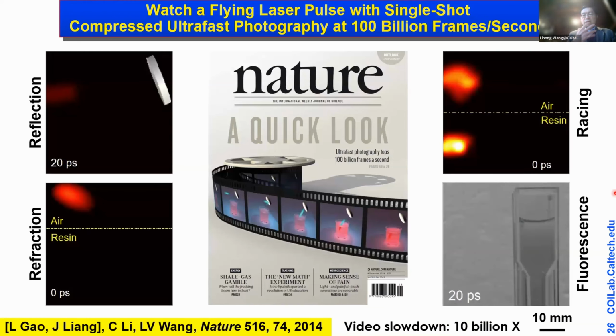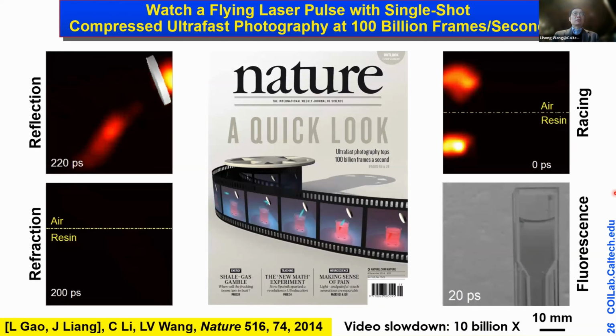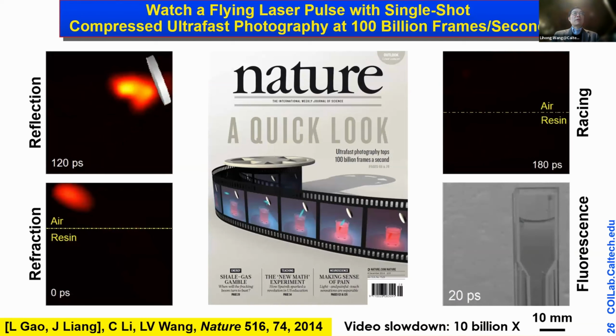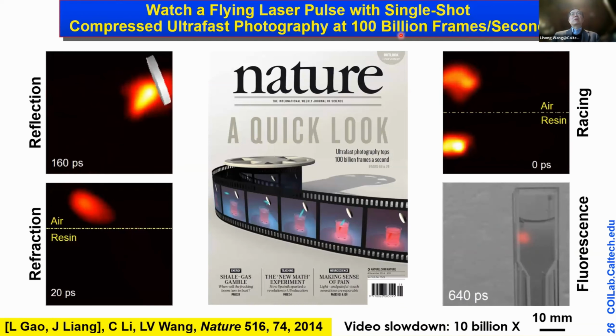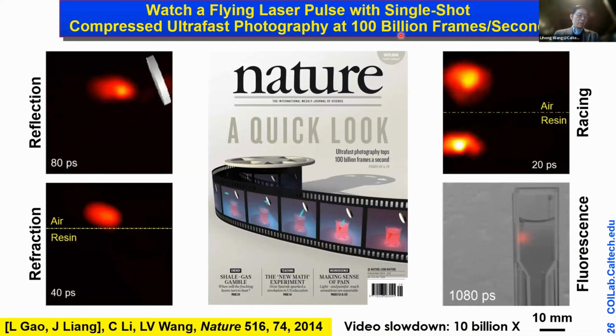Now, so far, everything is sonic speed imaging. Can we provide light speed imaging? It turned out we could. So we built compressed ultra-fast photography at 100 billion frames per second. And so we've actually increased the speed by 3 orders of magnitude now. And we're still the fastest camera in the world in terms of real-time imaging.